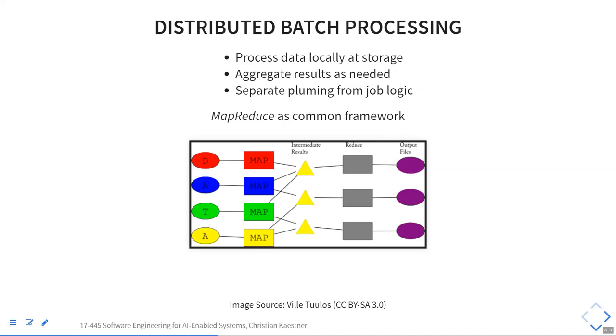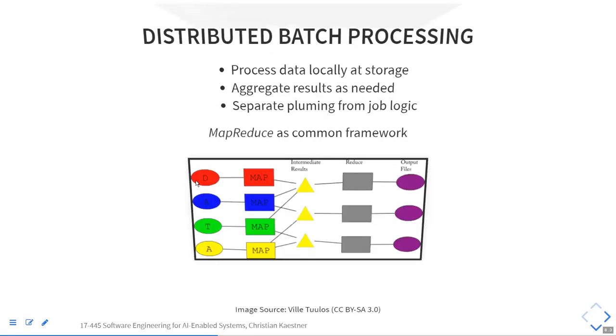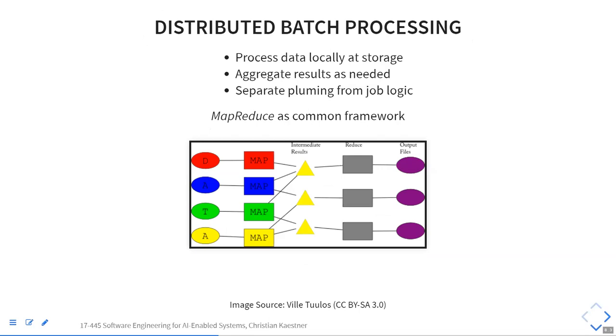The key idea here is that you process data locally at the storage. You ship computation to the storage rather than shipping the data around, because the data is so massive, whereas the program here is just a few lines of code, some aggregation. So the common approach that MapReduce takes is that it moves computation to the sources. Not all computation can be done locally on a subset of the data, but a lot of it can be.